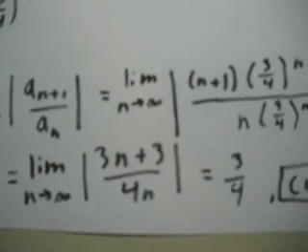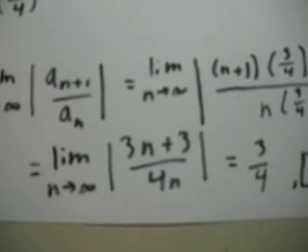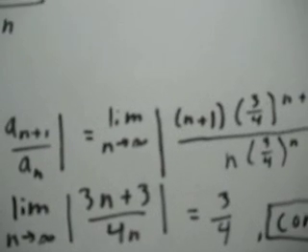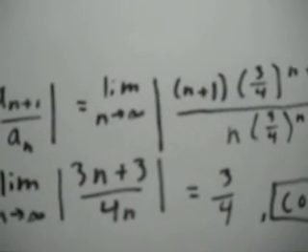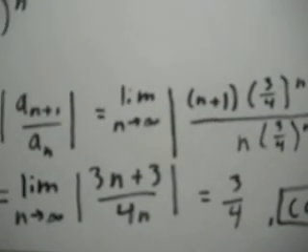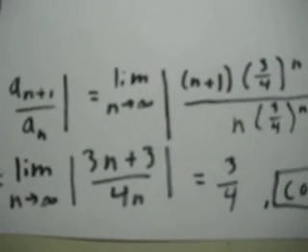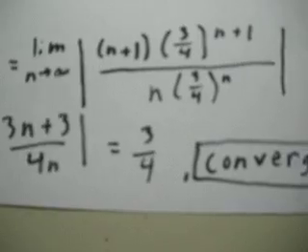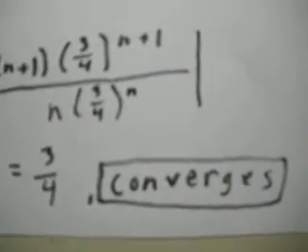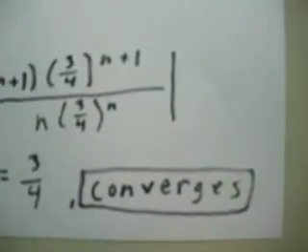After simplifying that, you have the limit as n approaches infinity of (3n+3) over 4n, and by basic limit rule, that equals 3/4 when you plug in infinity. And since 3/4, again, is less than 1, it converges.